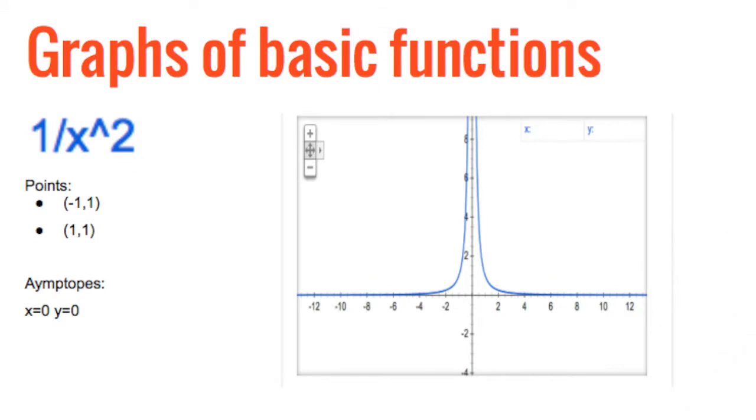1 over x squared is also considered a rational function. This graph also has two asymptotes, which in this case are x equals 0 and y equals 0. Its main points are (-1, 1) and (1, 1).